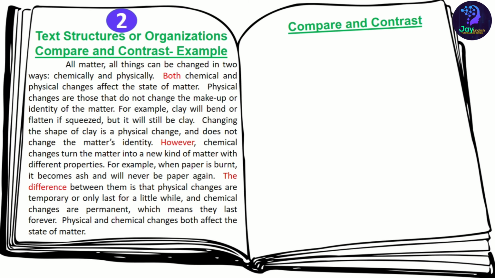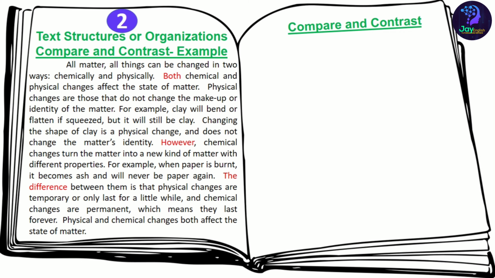However, chemical changes turn the matter into a new kind of matter with different properties. For example, when paper is burnt, it becomes ash and will never be paper again. The difference between them is that physical changes are temporary or only last for a little while, and chemical changes are permanent, which means they last forever. Physical and chemical changes both affect the state of matter.